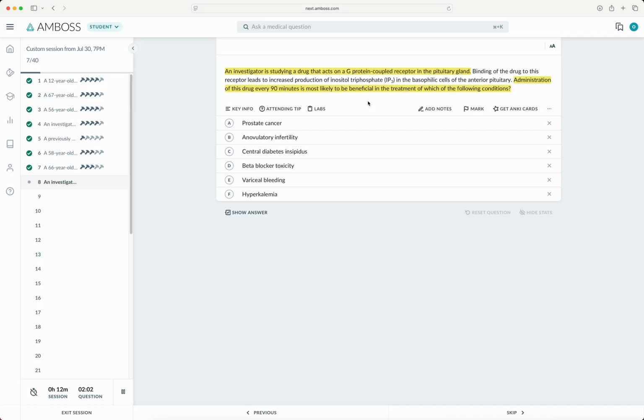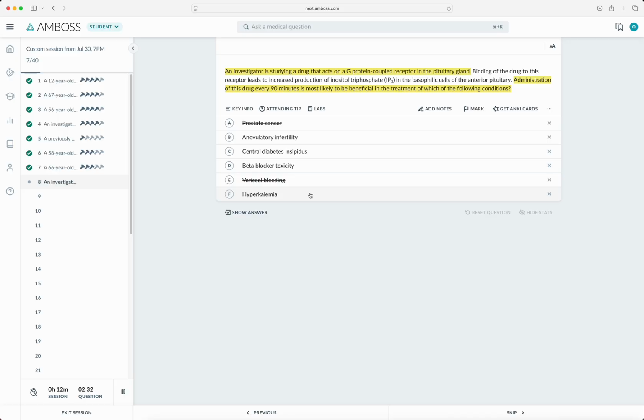Administration of this drug every 90 minutes is most likely to be beneficial in the treatment of which of following conditions. I have no idea, right? But here's the thing, pituitary gland. So let's look at what does the pituitary work with? Does it work with prostate? I don't think so. Anovulatory infertility? It could. Central diabetes insipidus? It could. That's actually antidiuretic hormone and oxytocin, right? So that's pituitary. Beta blocker toxicity? Probably not. Variceal bleeding? Probably not. Hyperkalemia? I guess it could.